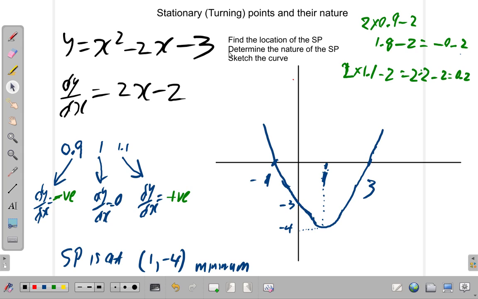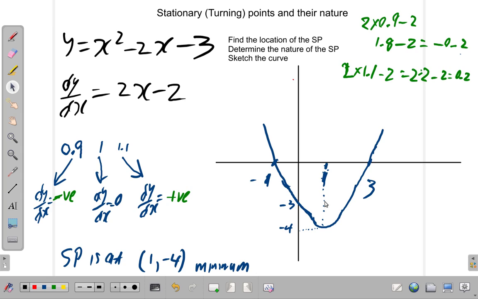and to find the location of that stationary point we differentiated. In previous videos we differentiated this to find dy by dx, which is the gradient function, equated it to 0, and then found the value of x. When we had 2x minus 2 equals 0, we found that x was 1. When we substituted 1 for x, we found that y was negative 4. So the stationary point was at (1, -4).